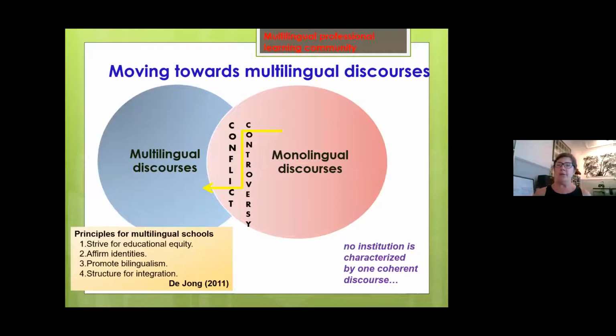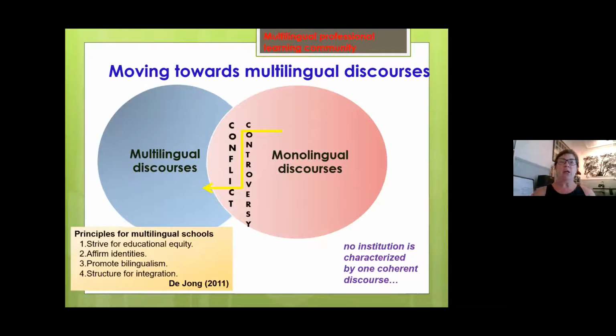One of the things I found in my research in dual language bilingual programs, as well as my reviews of bilingual programs all over the country, is that there is no one coherent discourse that we find throughout a school, throughout all the classrooms. What we usually find is competing discourses. So think about this in your context. In some places, we might see monolingual discourses, and in other places, we might see multilingual discourses.